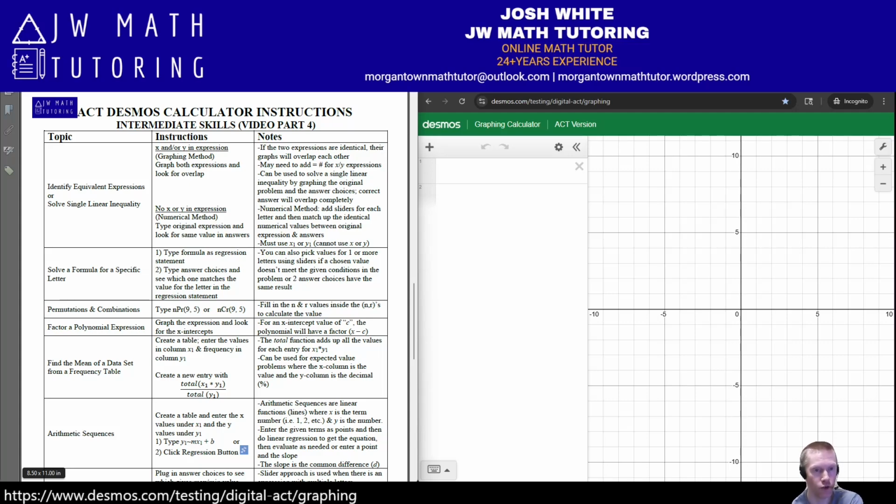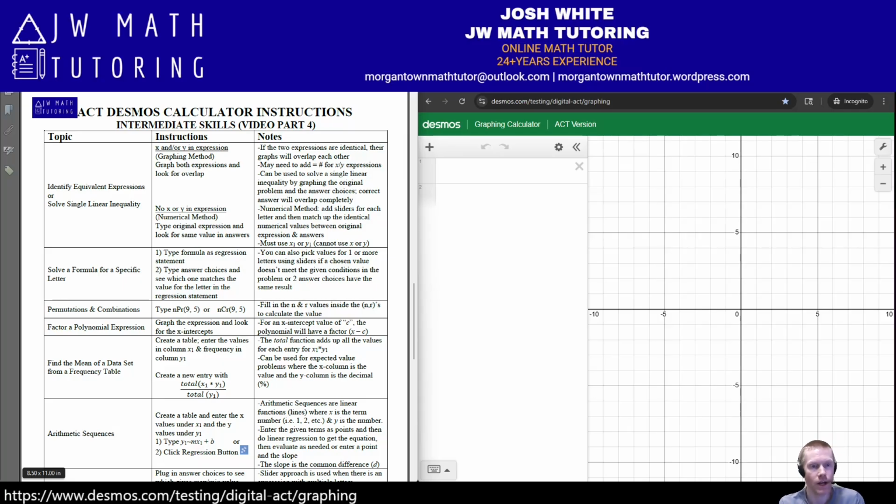Now, there's also the numerical method where you can take the original expression that you're given, and you can pick numbers for all the letters or variables or constants in it. The way you would do that is you would type sliders for the various letters, and then you're going to type each of the answer choices, and you're going to see which one returns the same value as the original expression does. Essentially, which one matches it.